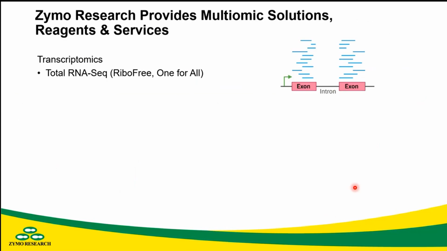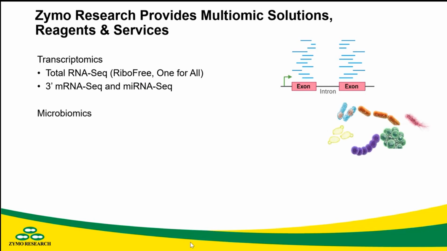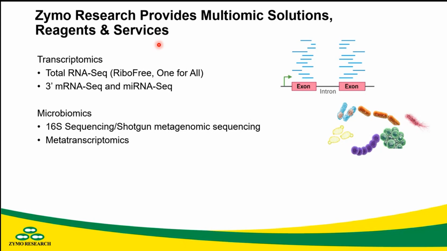And finally, last but not least, another callback is that Zymo Research provides multi-omic solutions, including reagents and services. We've talked about ribo-free, the one-for-all solution for total RNA-Seq. We also have reagents for 3' mRNA-Seq, that's more for efficient mRNA expression quantification. Our services team also provides microRNA sequencing services. Similarly, on the microbiomics side, we have reagents for 16S sequencing and services for shotgun metagenomics. Not to mention that with ribo-free, we're also able to perform metatranscriptomics services.